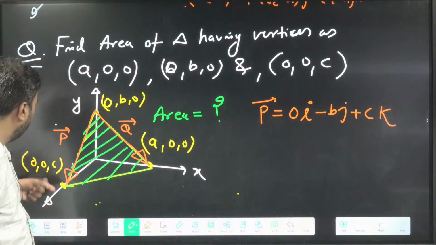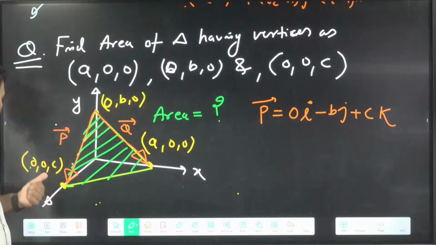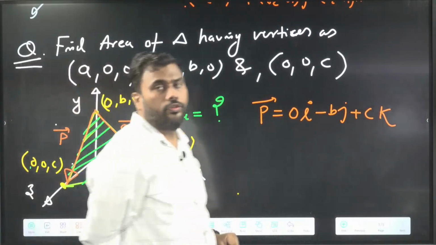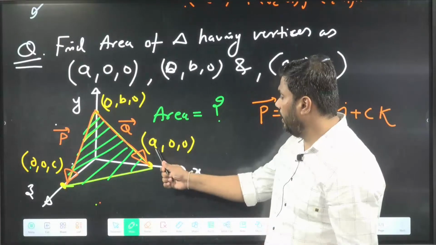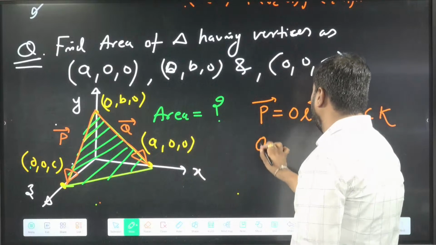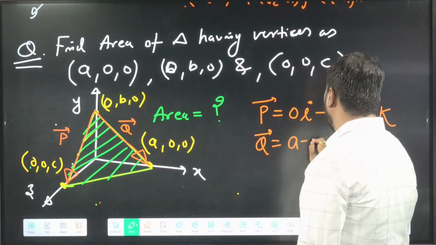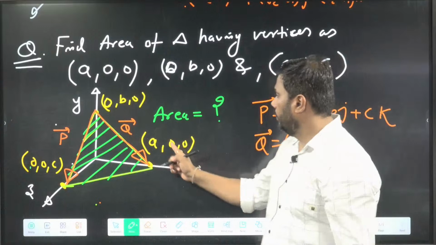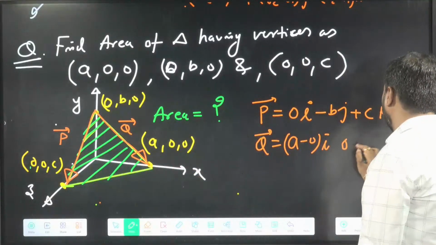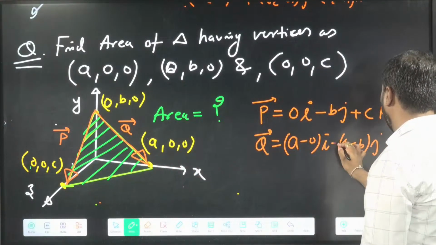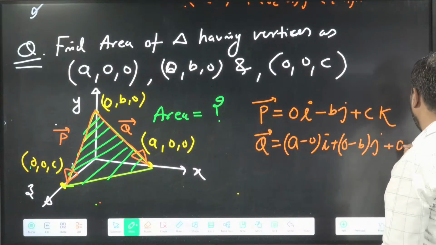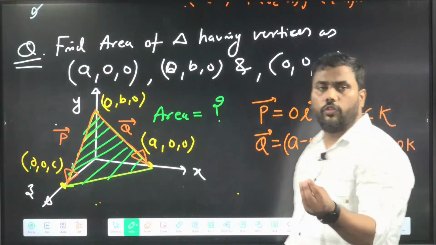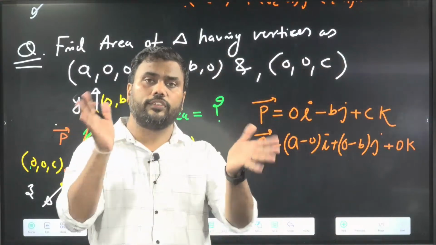This p vector is 0 minus 0 i cap, 0 minus b j cap, c minus 0 k cap. So we are writing the two side vectors of the triangle, and the second vector will be a minus 0 i cap, 0 minus b j cap, then 0 minus 0 k cap, so 0 k cap. These are the p vector and q vector, which are two sides of the triangle.